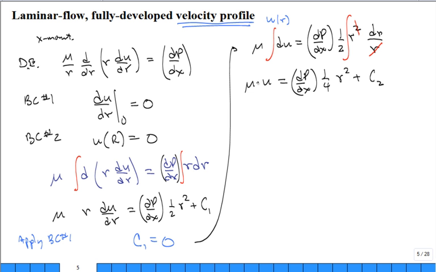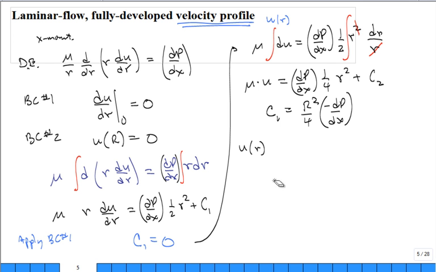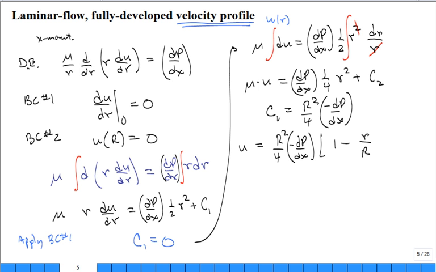So when we apply the second boundary condition, what do we pick up? We pick up that C2 is equal to R squared over 4 times minus dp dx. I grouped that negative sign with the dp dx. All right. So you can rewrite then u as a function of r, or just say u is equal to R squared over 4 mu times minus dp dx times 1 minus r over cap R squared. And that's our quadratic. That's our parabolic. That's our velocity profile.